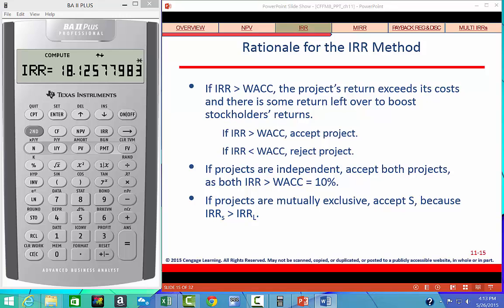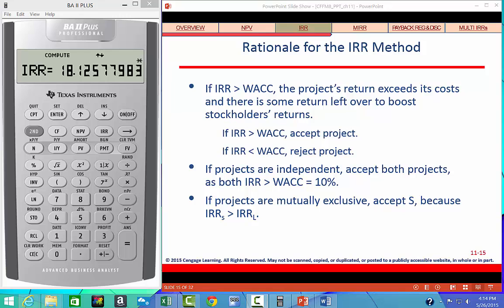Projects' IRRs are compared to their cost of capital, or they can also be called hurdle rates. Project L and S both have a hurdle rate of 10%, and both, like we talked about, have IRRs greater than the hurdle rate. So both should be accepted if they were independent, but if they were mutually exclusive, again, we would choose Project S because it has the higher IRR.